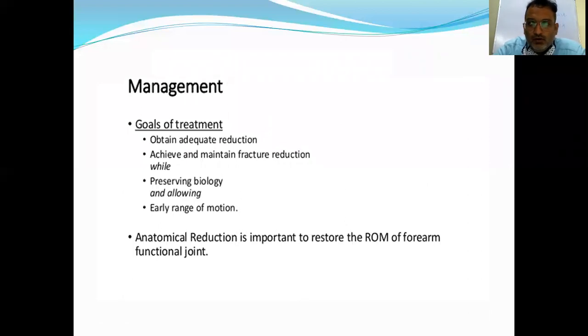What are the management goals of forearm fractures? Try to obtain adequate reduction. Try to achieve and maintain the adequate reduction. Try to preserve the interosseous membrane and try to preserve the bony contours of the radius and ulna. Anatomical reduction is important to restore the range of movements of the forearm because anatomical reduction maintains the structural integrity of the interosseous membrane, which itself is necessary for supination and pronation movements.